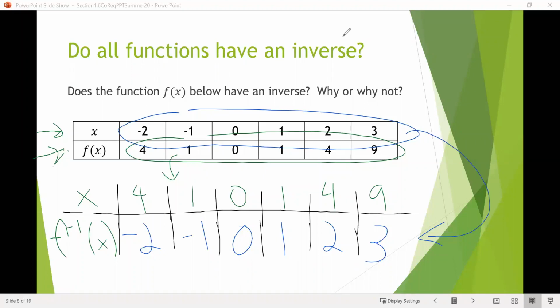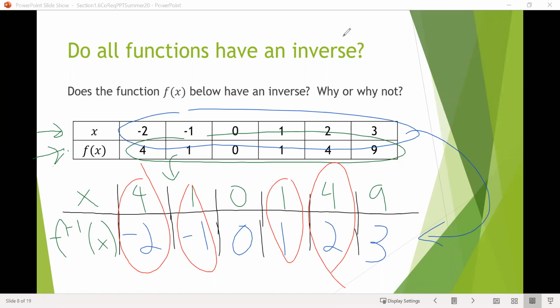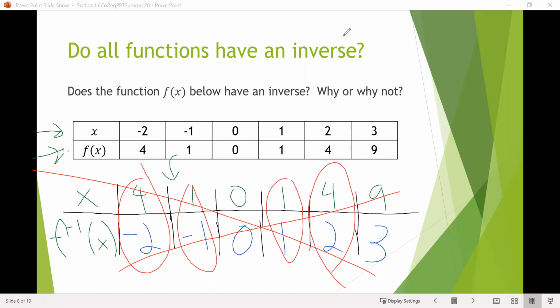Because notice what we have here is that there are inputs that would have multiple outputs. So notice, for example, over here, we have that if we input 4, we get an output of -2. But way down here, we also see that if we input 4, we get a different value, right? We get 2. And that's not okay in a function. We also see a similar thing here. If we input 1, we get an output of -1. But here, if we input 1, we get a +1. So this is not a function, right? And so what that tells us is this original function back up here in the table, that function does not have an inverse. So the answer here would be no.